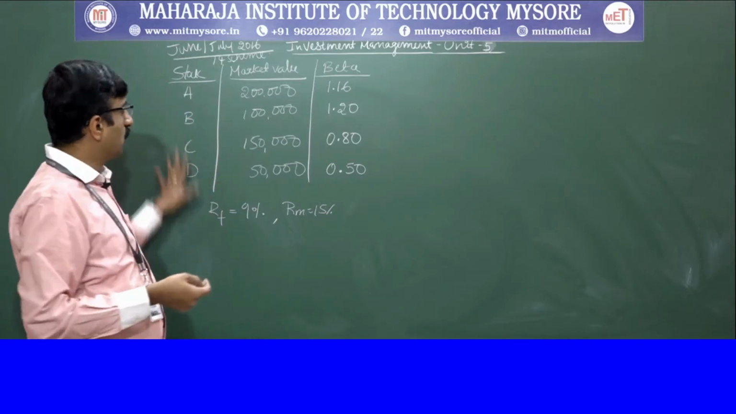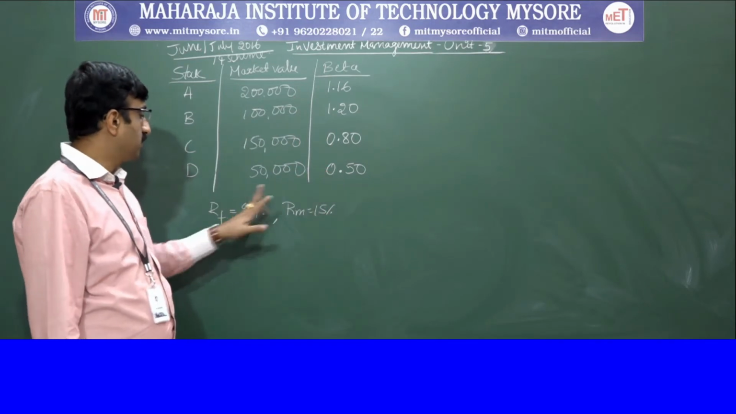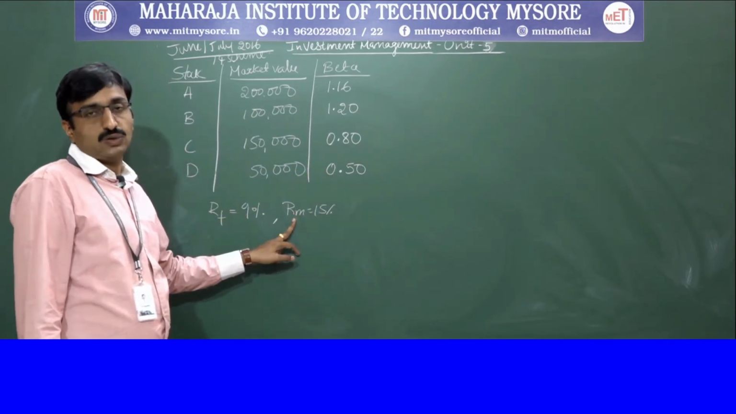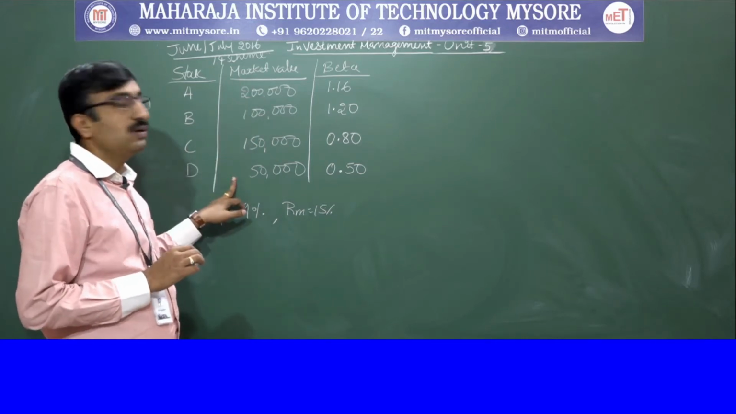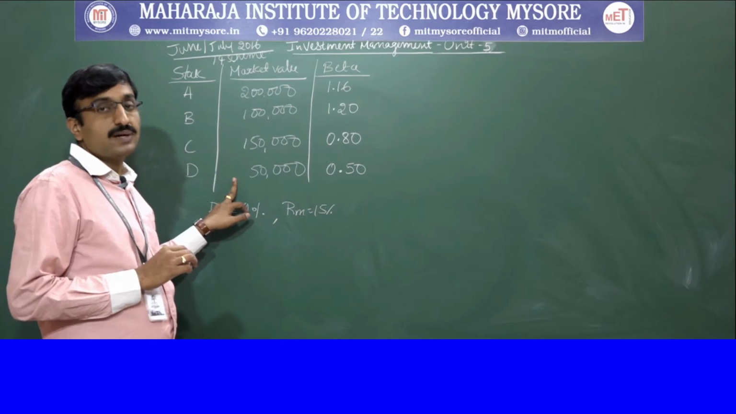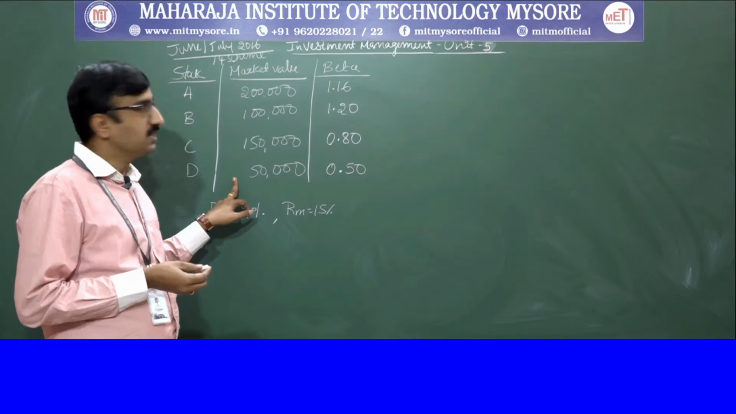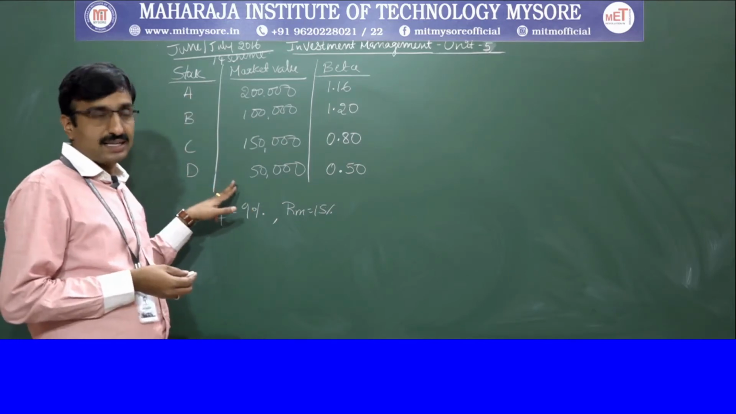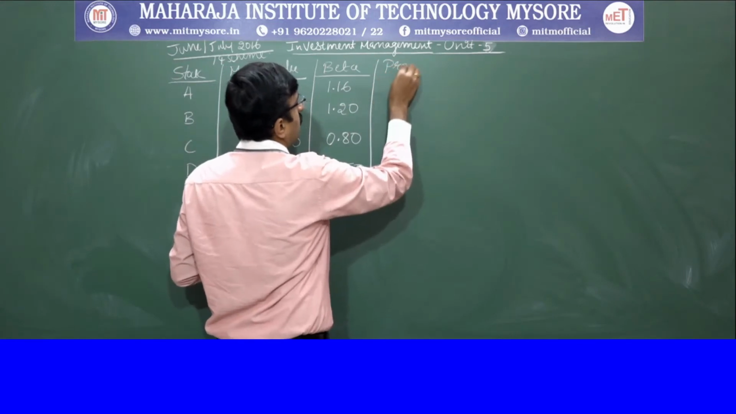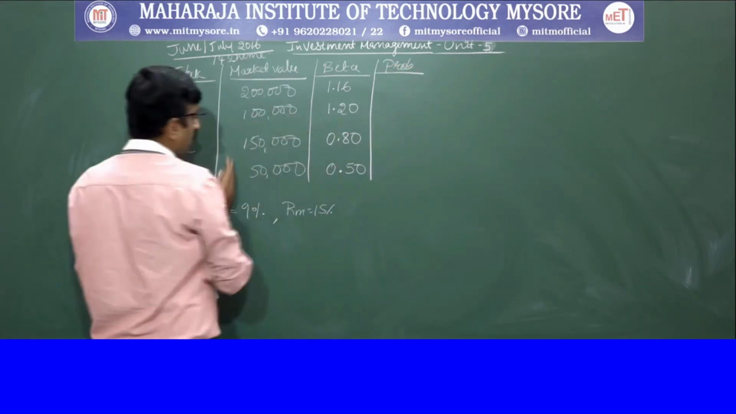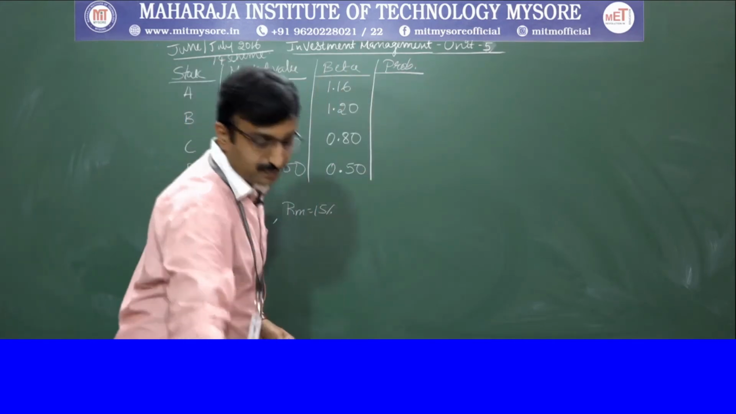So they have given the stock, market value and the beta. RF is 9% and RM is 15%. Here we have to find out the probability first, because the market value is given, in order to find out the probabilities based on stocks A, B, C, D. So first let us find out the probability. Take the solution from here.